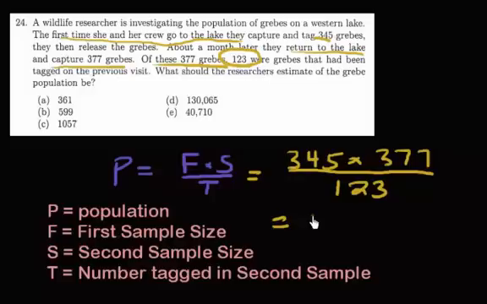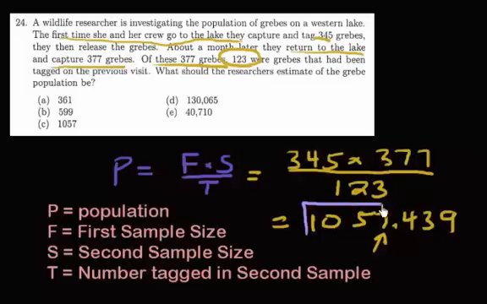And that equals 1,057.439. But we're talking about living objects here, so we're going to probably round to the nearest single. So we're going to go with probably 1,057. So my answer is going to be 1,057, which is C.